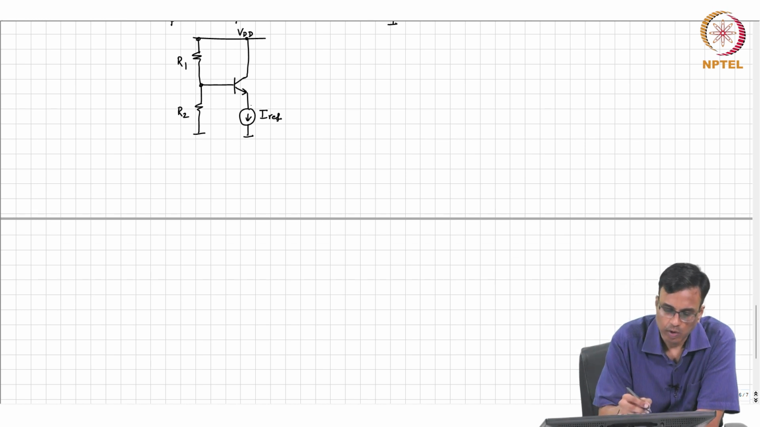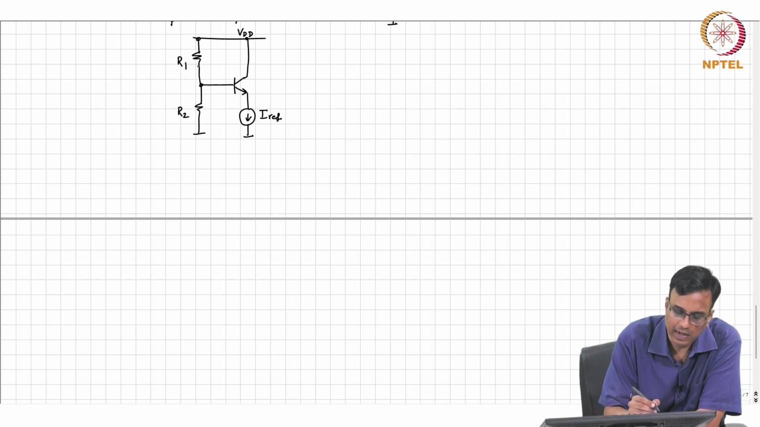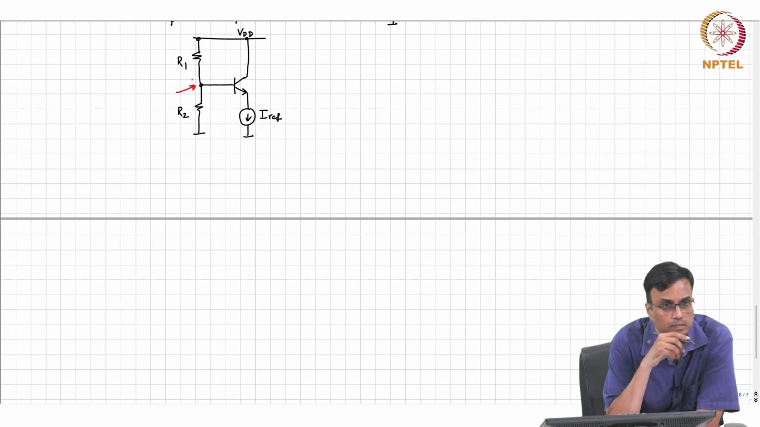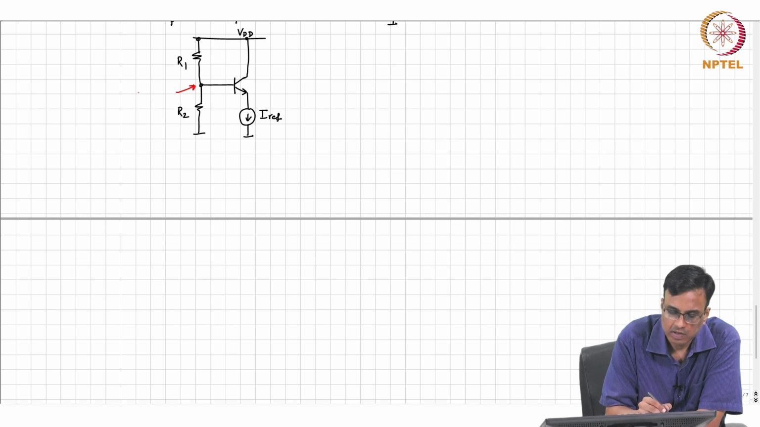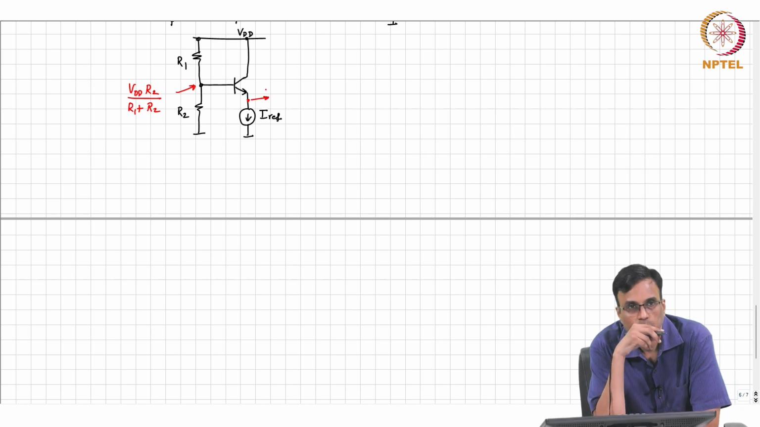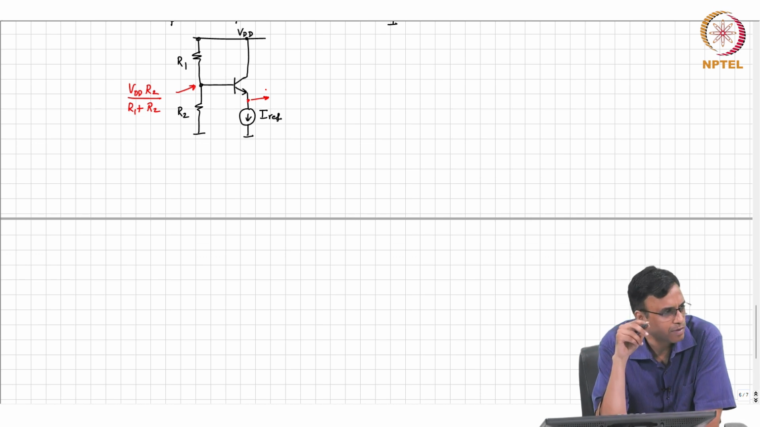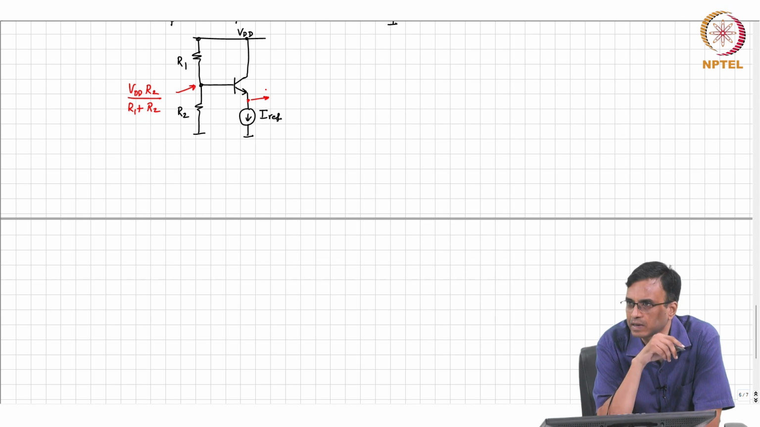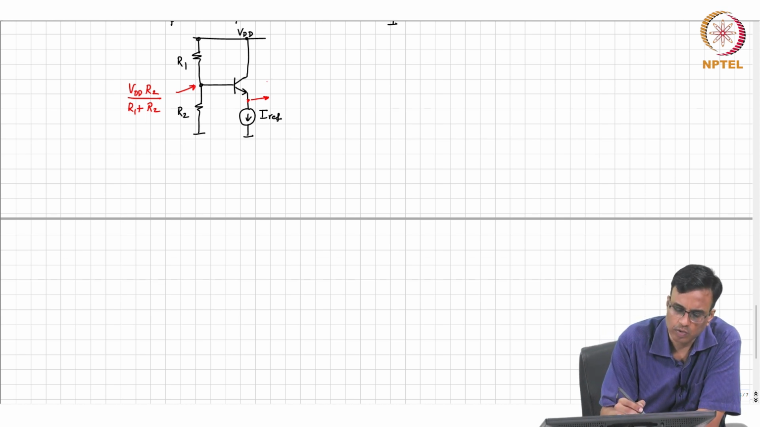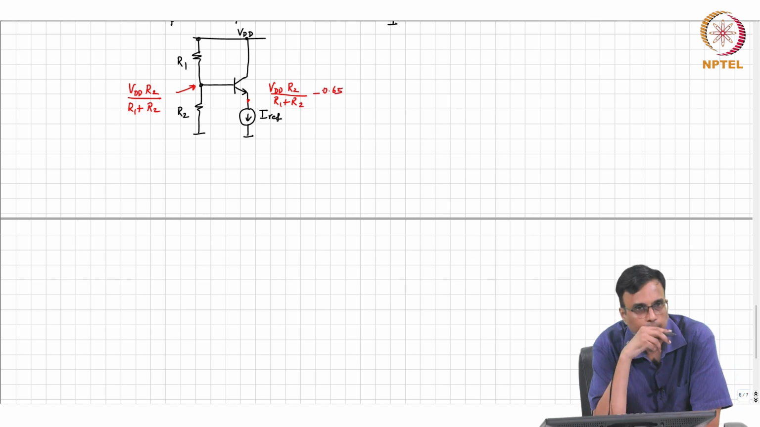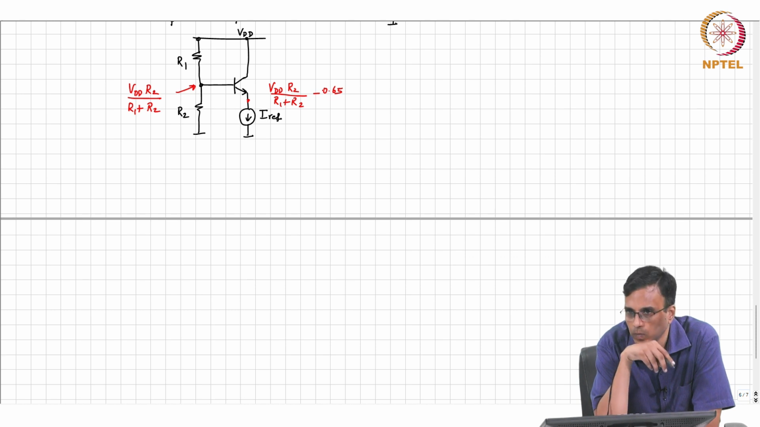All right. So, assuming the beta is very large, what is the potential here? So, this is nothing but VDD times R2 by R1 plus R2, and what therefore will this potential be? Yeah, minus VBE. VBE nominal for an active transistor operating in the active region is 0.65 volts. So, this is going to be VDD times R2 by R1 plus R2 minus 0.65 volts. Okay.